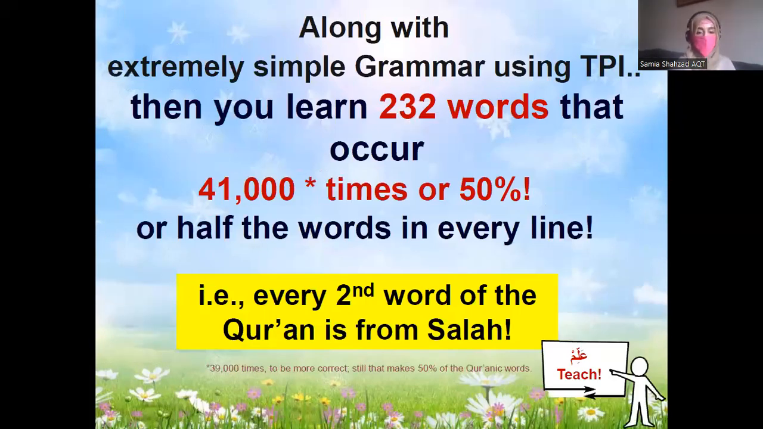Okay, and it should be in the mind for the mid-quiz. Definitely, we are actually understanding only 232 words in this course, which occur 41,000 times in Quran. Means we know there are 78,000 words in Quran. When we understand 41,000, it means more than 50% we will understand. So it should be in the mind for the mid-quiz or even beyond.